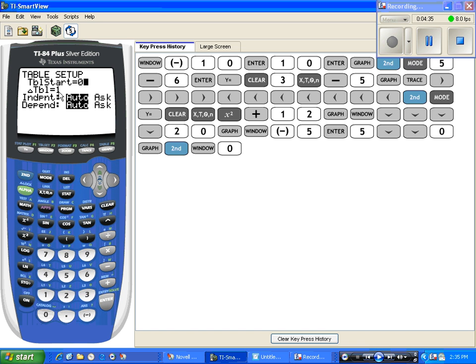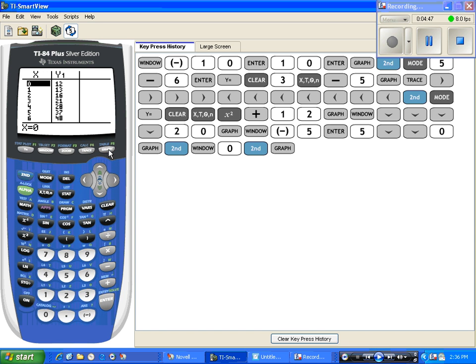I'm going to change mine so my table start is at 0. Delta table here is the step, how large of a step my table is going to take, and I want both of these to be highlighted on auto. Then I'm going to press second graph to look at the table, and I'm getting these values here. So what I'm getting are nice values of x and y on the graph.